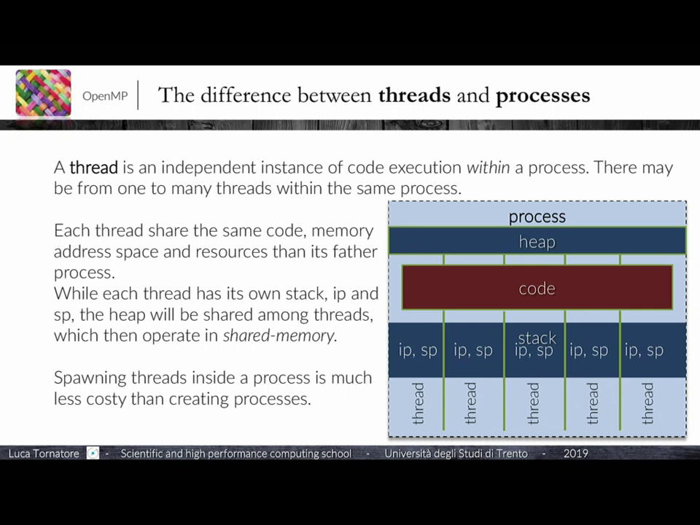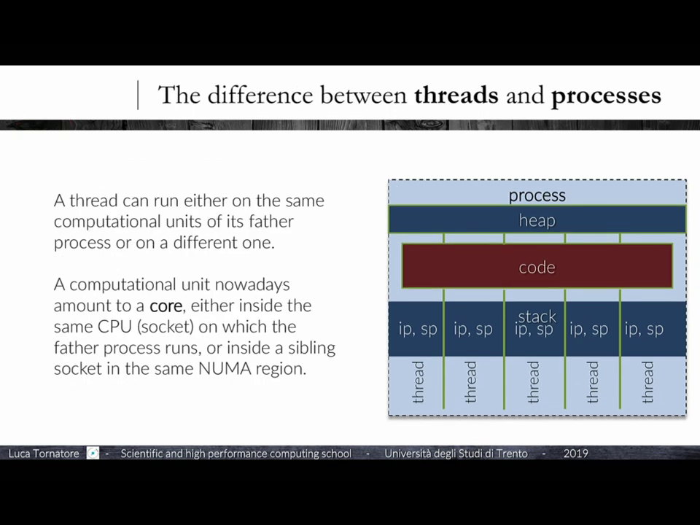So this is the difference. To create a process takes time, because the operating system has to perform a lot of operations. To create a thread takes about 1 microsecond, basically. It has to perform some operations too, of course, but it's much faster than creating a process.